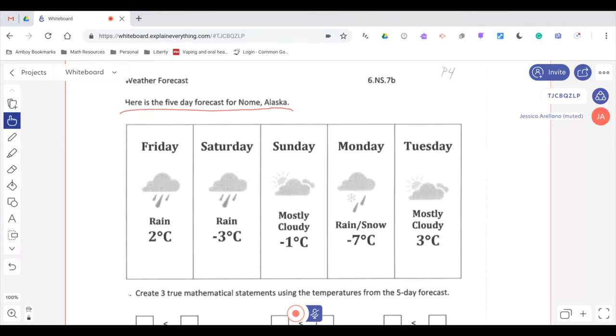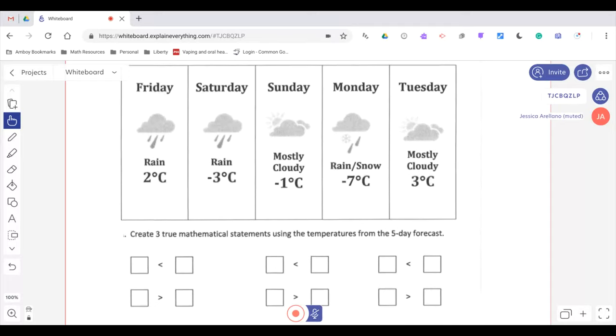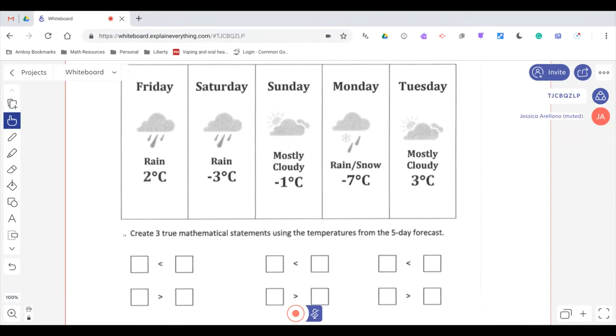Okay, so what we are going to do first off is, after looking at the numbers, we are going to create 3 true mathematical statements using the temperatures from the 5-day forecast. So we get to make these up, but we have to be aware that there are different symbols in between each of the boxes. So there are greater thans and there are less thans. Okay. So I'm going to do 3 with you, and then what you need to do tonight is finish the last 3, okay?